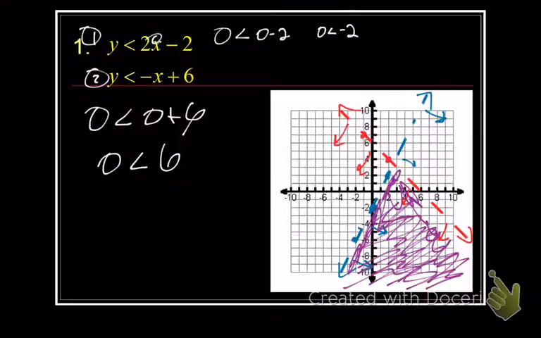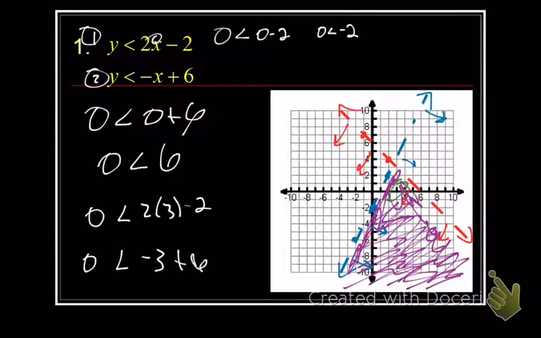(3, 0) would work to check for both of these. And I'll do this real quick for just this one. (3, 0). Plug in 0 for y, 3 for x into both inequalities. Right? In the first one, we get 2 times 3 is 6. 6 minus 2 is 4. 0 is less than 4 is true. Negative 3 plus 6 is 3. 0 is less than 3 is true. So those are your solutions to both.